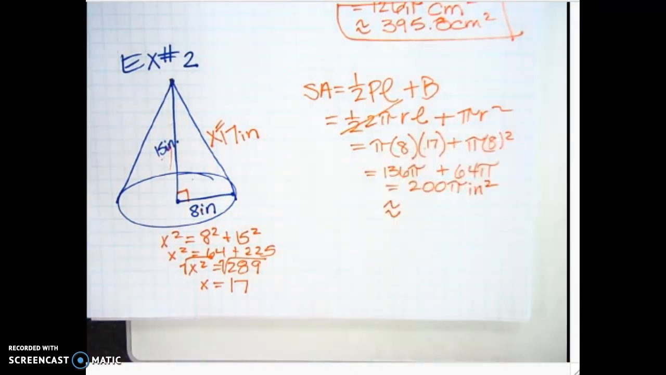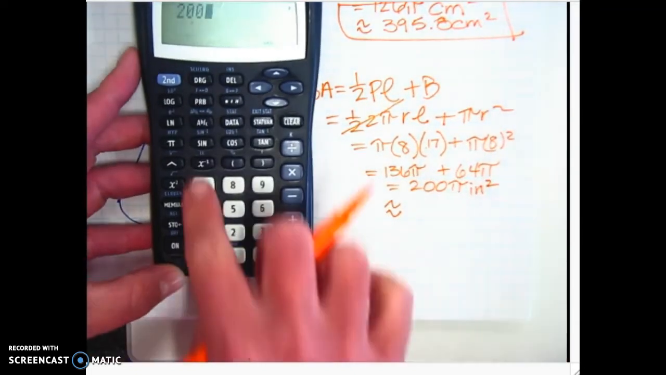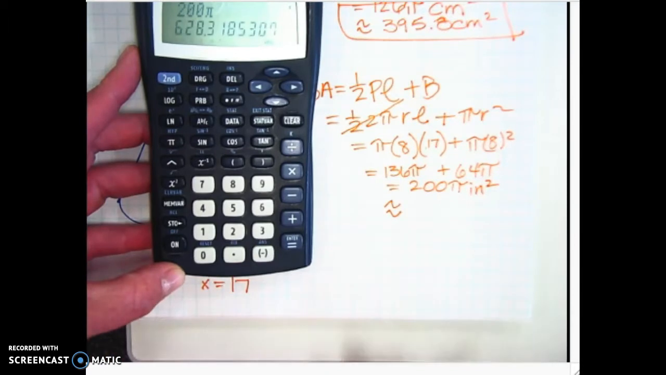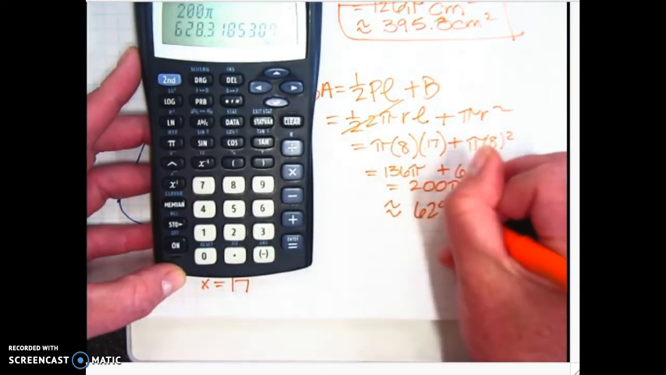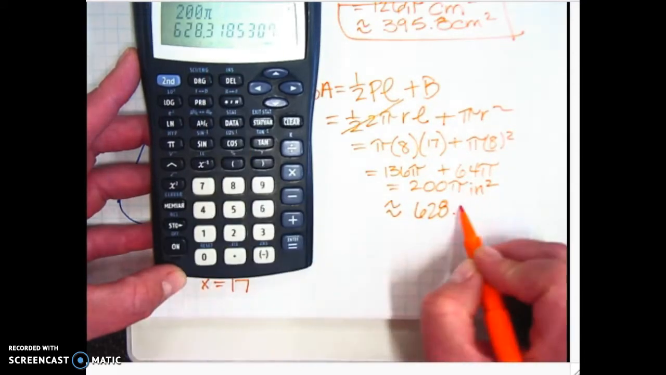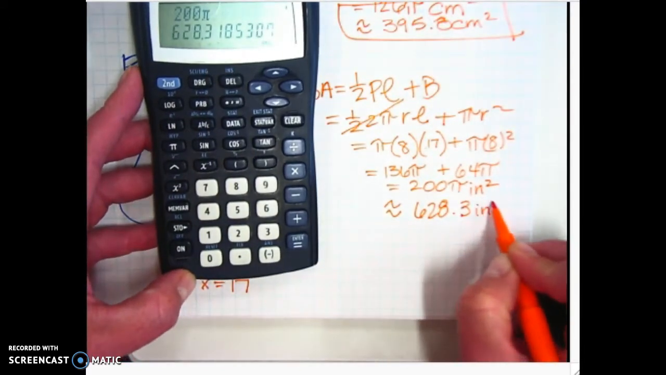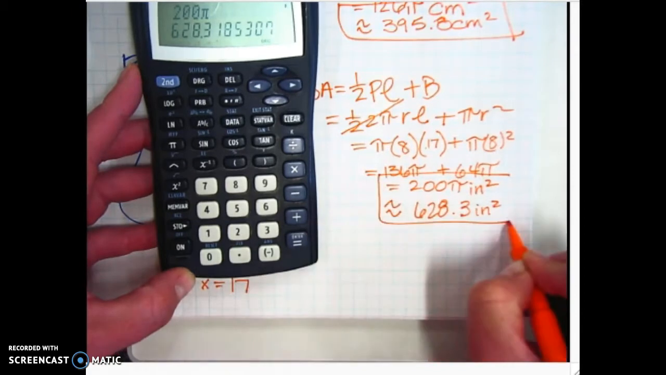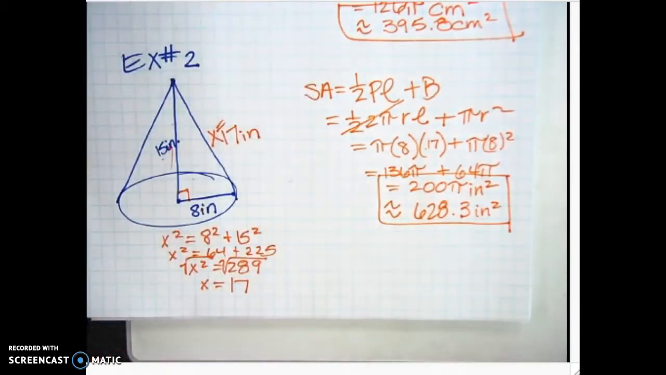And then for your decimal answer, you're just going to take 200 times the pi button. I got 628.3, and there's a 1 next to it, so it stays. Also in inches squared. And there are your two answers. Okay. Anytime you have a circle and you're going to end up with pi, you're going to need those two answers. Any questions on example number 2?